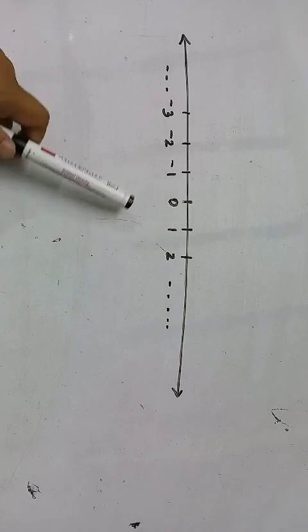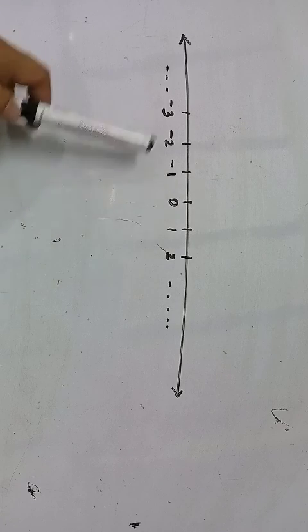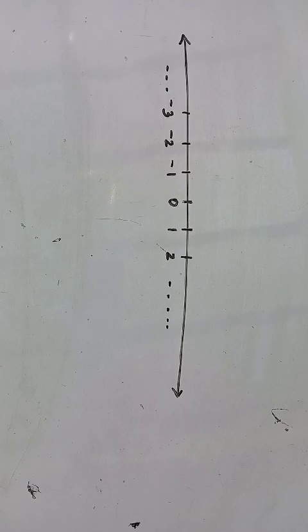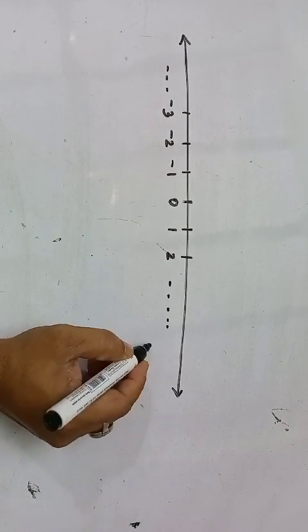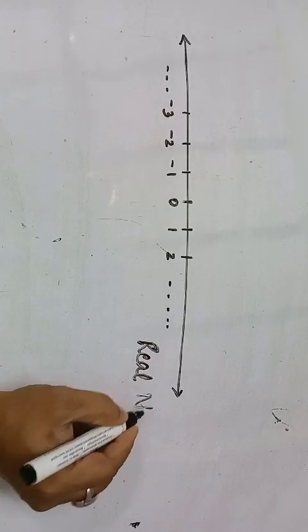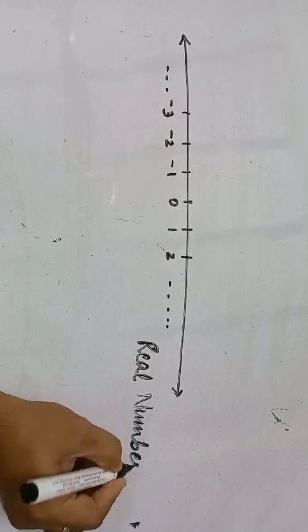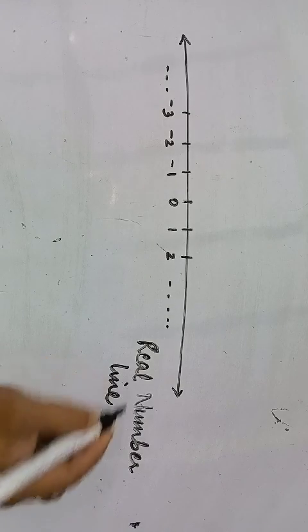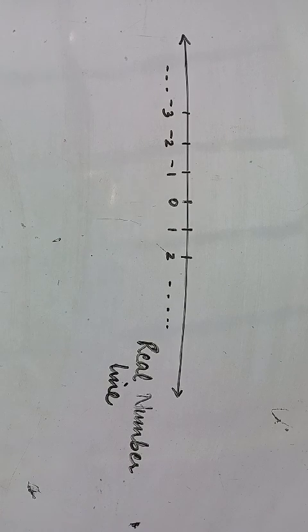But this certainly does not mean that these are the only numbers present on the real number line. Most often people forget to use the word real. Real number line. Usually people say number line. They forget to use the word real, because all the numbers present on this line are real. None of the numbers are imaginary.